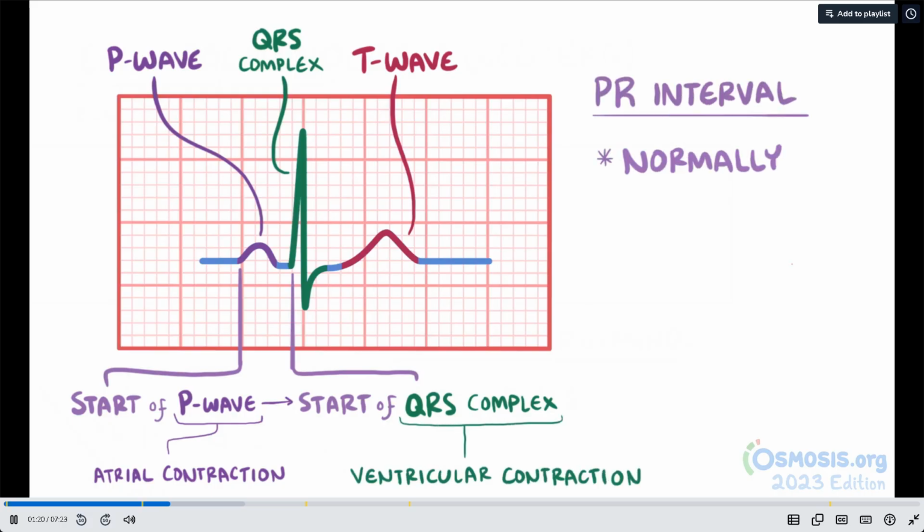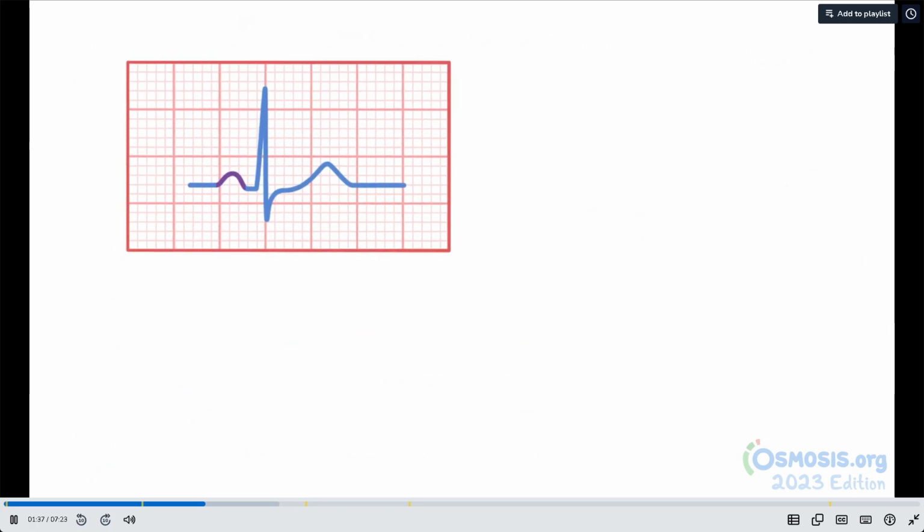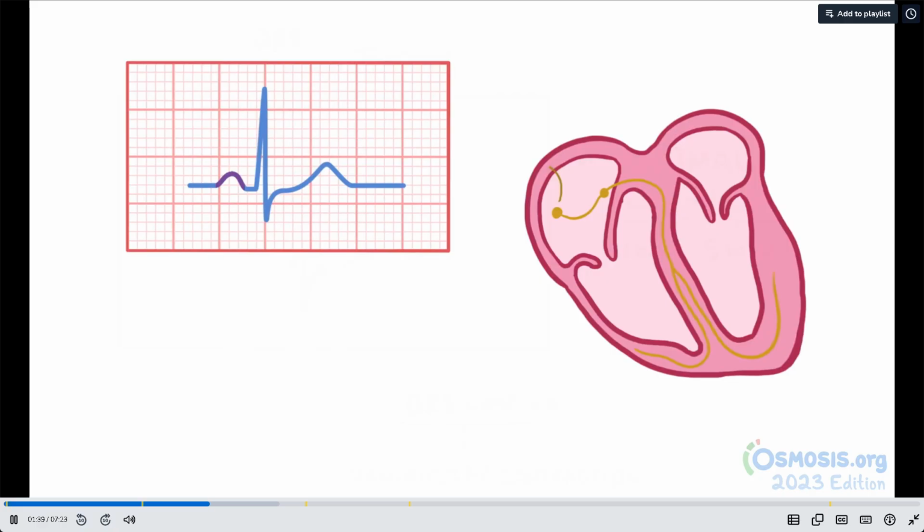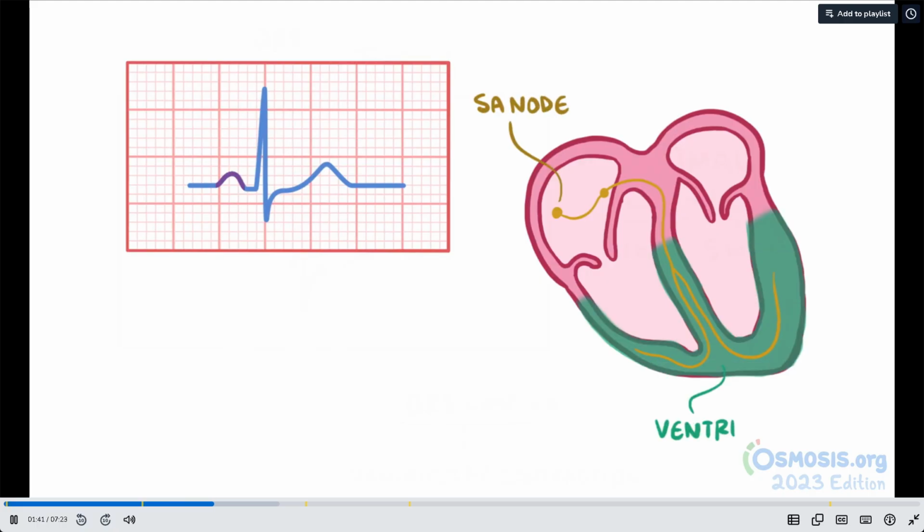It's normally about 0.12 to 0.20 seconds, which is 3 to 5 little boxes, since each box is 0.04 seconds. So the PR interval shown is about 4 boxes, or 0.16 seconds. Any deviation in the normal depolarization pathway from the SA node to the ventricles can change the PR interval.